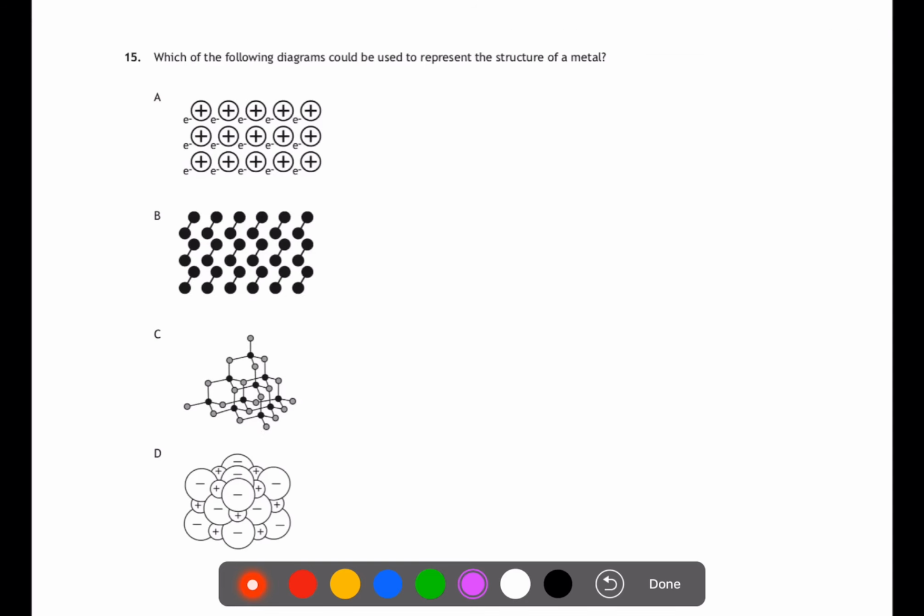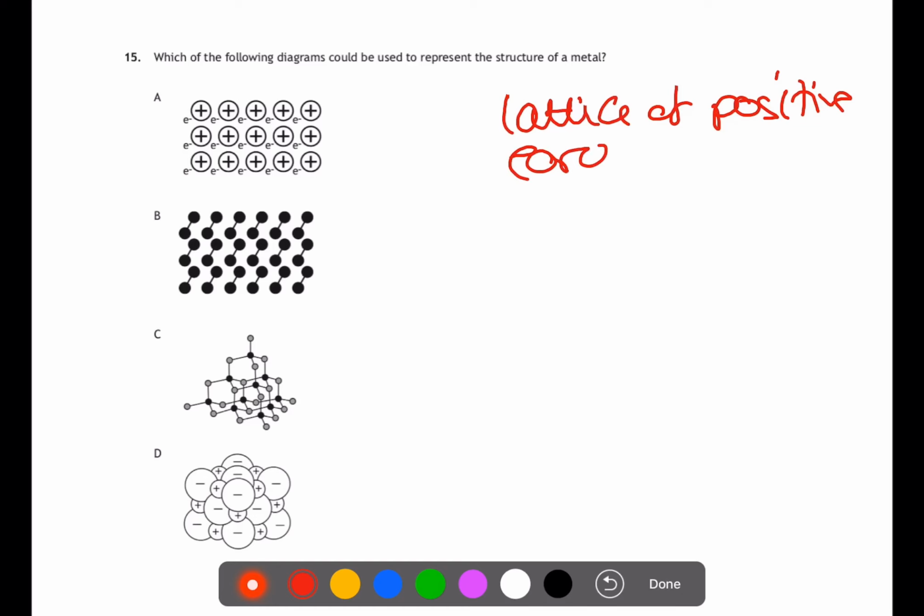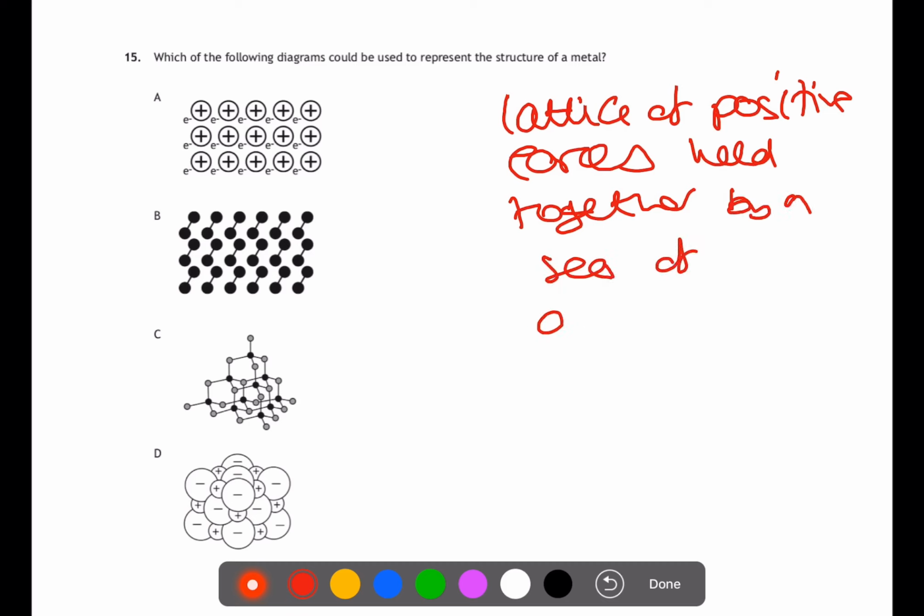Question 15. Which of the following diagrams could be used to represent the structure of a metal? So the structure of a metal, if we define it, is a lattice of positive cores held together by a sea of delocalized electrons. So having a look at the different options, in option A we have positive cores here with electrons beside them. So this is a metal.